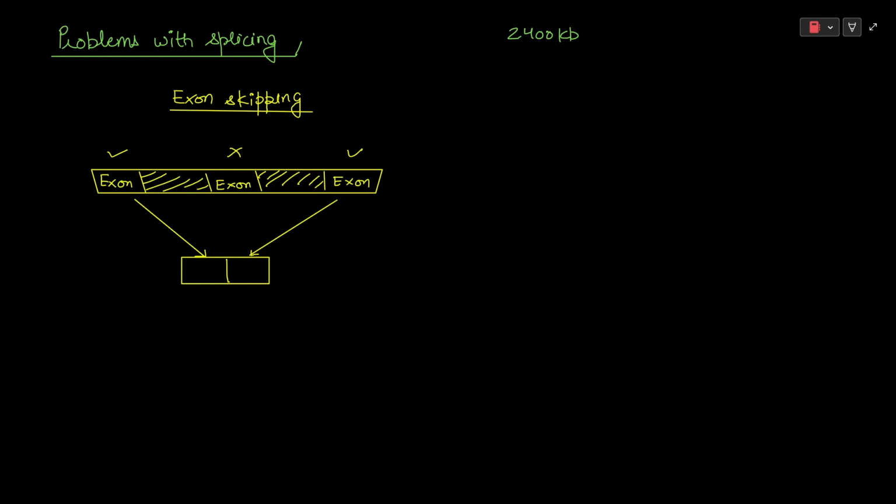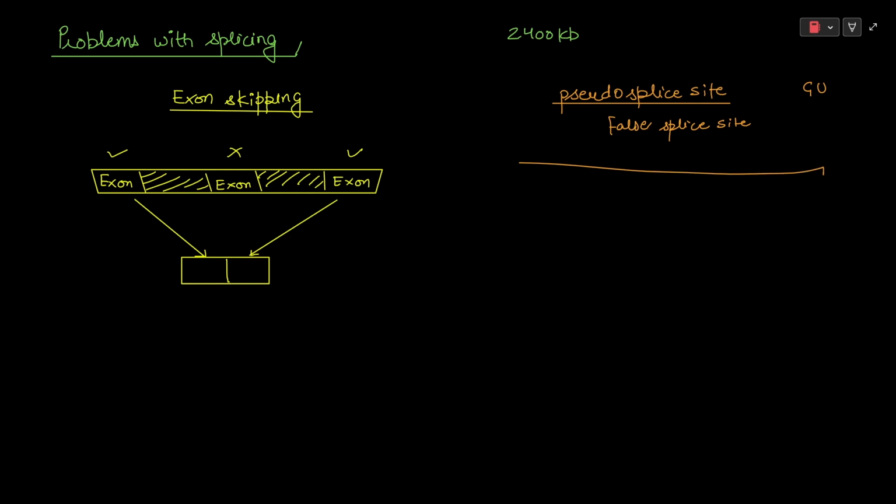Now, there is another error that can also happen here. We call it the pseudo splice sites. As you know, the splice sites are recognized by their sequence. Sometimes the introns might contain what we call a pseudo splice site, or you can just call it a false splice site. Because if you remember, the conserved sequence for the 5' splice site is GU.